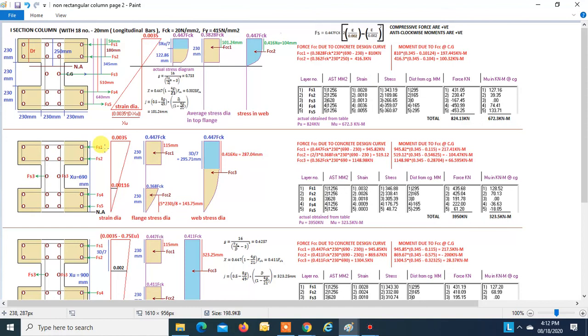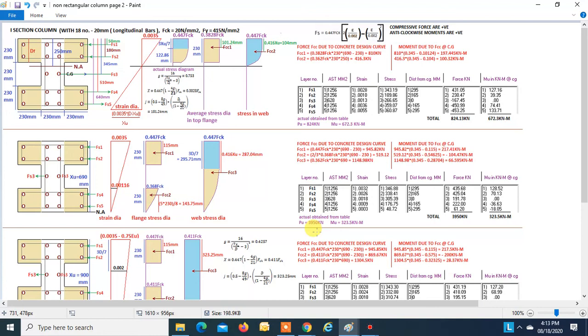Now coming to the steel forces, same as before. There will be five forces: Fs1, Fs2, Fs3, Fs4, Fs5. All the forces are compressive, so they are positive. This force will give an anti-clockwise moment, so positive. This force will give an anti-clockwise moment, so positive. This will give a zero moment because it is on the CG. This will give a clockwise moment, so it is negative. This will give a clockwise moment, so it is negative. So when you add this up, you get PU 3950 and MU 323, which is the actual value too.